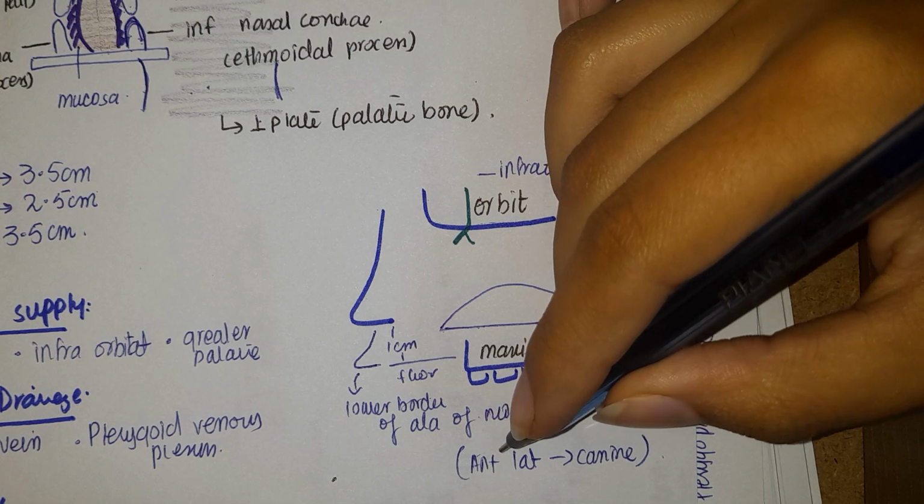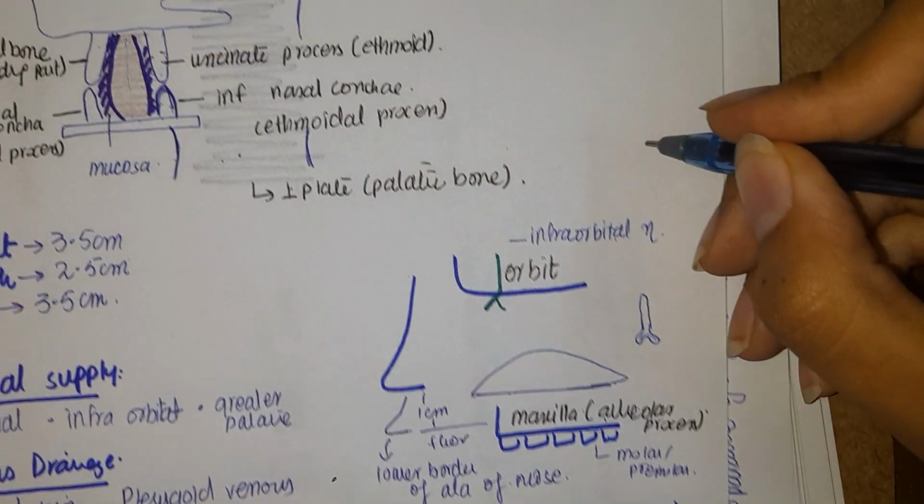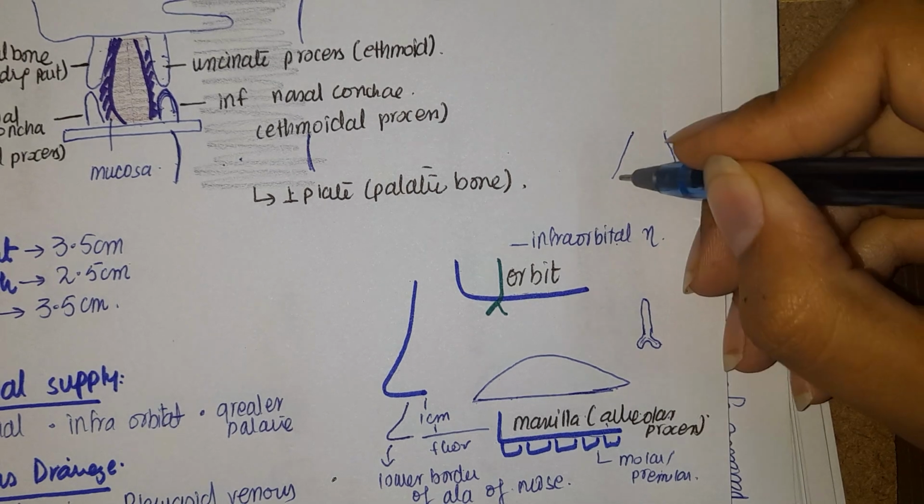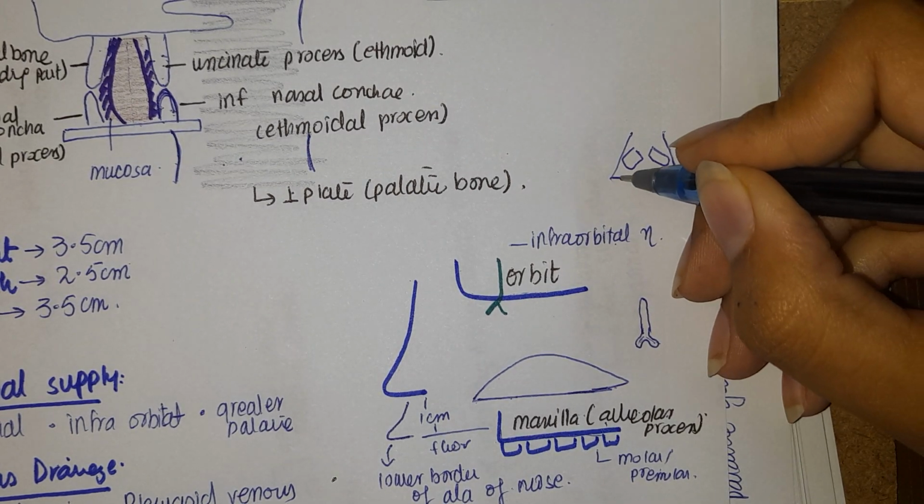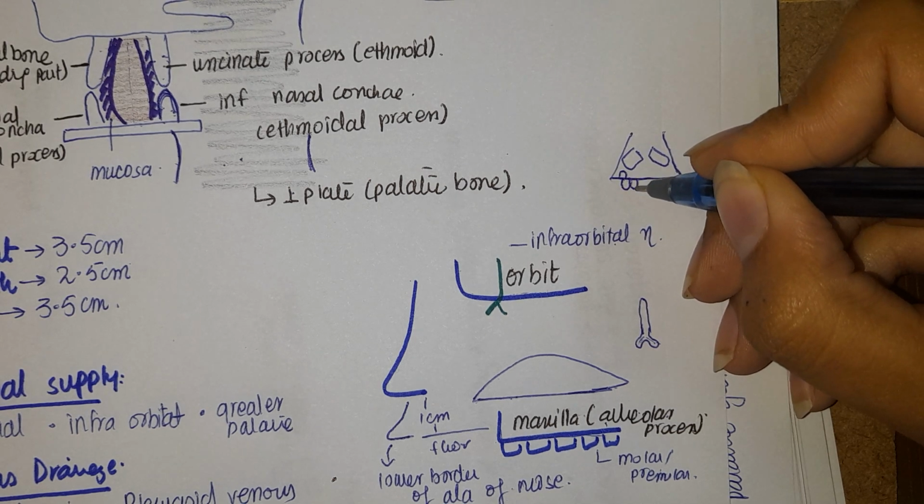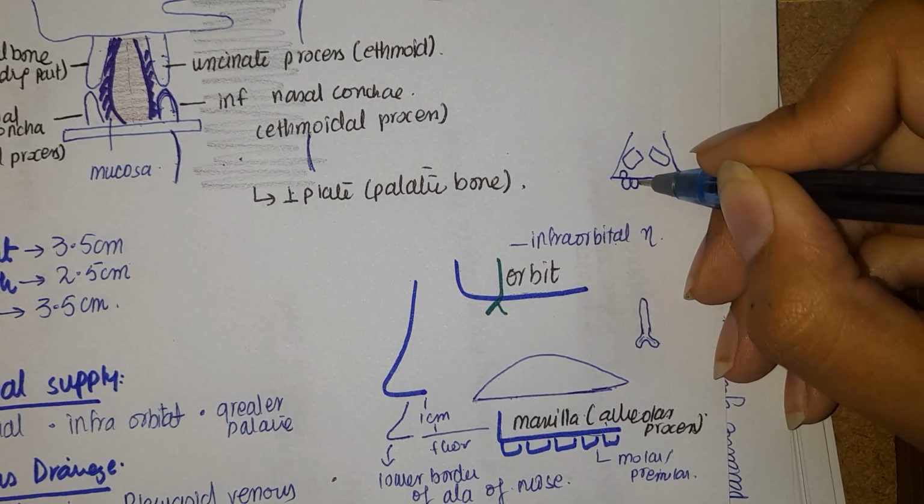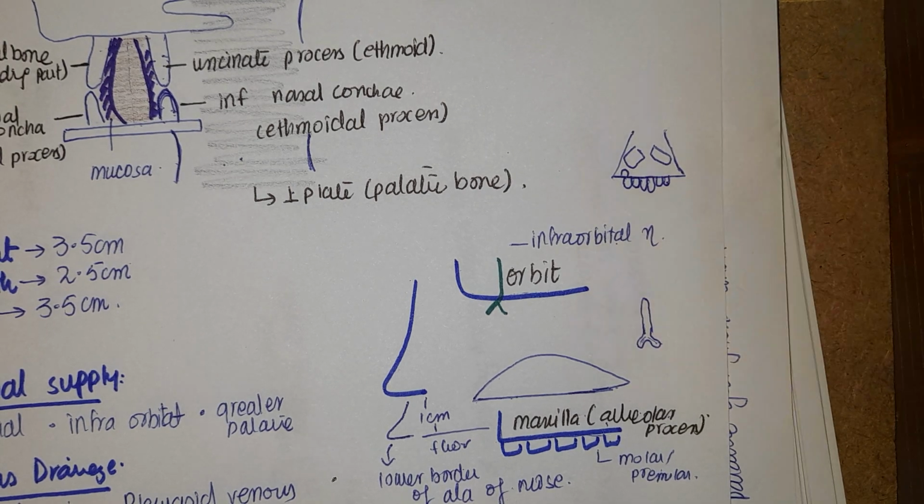Also, on the anterolateral side, for example, if we make our maxilla like this and the maxillary sinus is somewhere like this, the anterolateral margin of the maxillary sinus is grooved by the canine tooth, because anteromedially we have the incisor tooth, but anterolaterally we have the canine tooth.